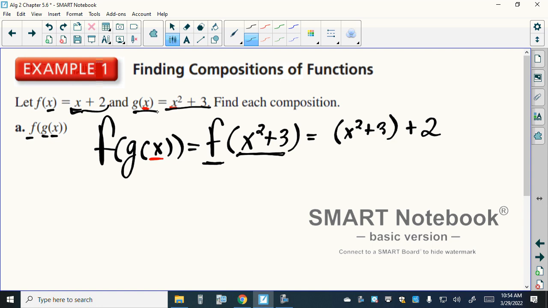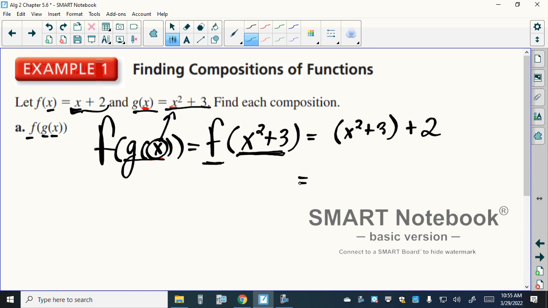Then how do you get x squared? Because we're working from the inside out. So we replaced g of x with its function first. Because realistically, we're putting x into g, we replaced x with x. It really doesn't change anything. So we ended up getting the x squared plus 3. Now we're replacing x squared plus 3 for every x, and we get this here.